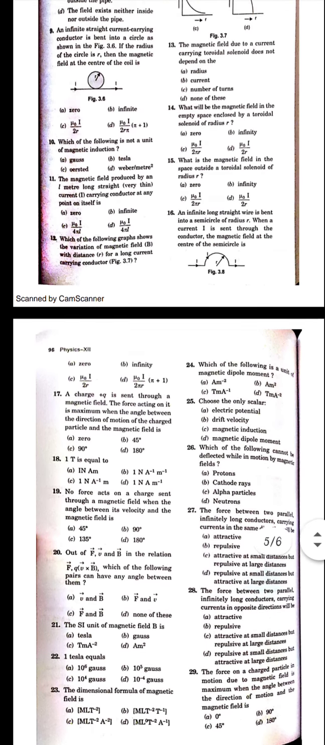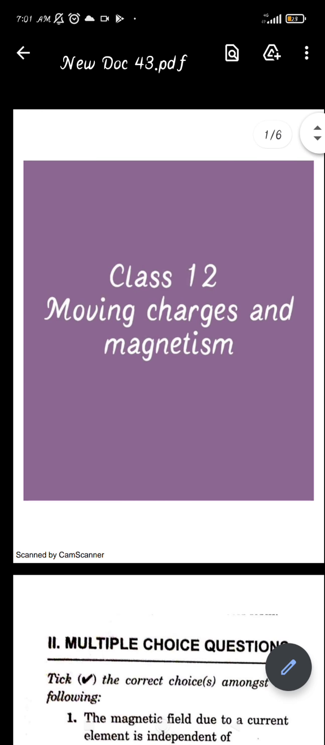So these are the kind of conceptual questions for the magnetic field. But there are also some numericals, which we will see in the next classes.